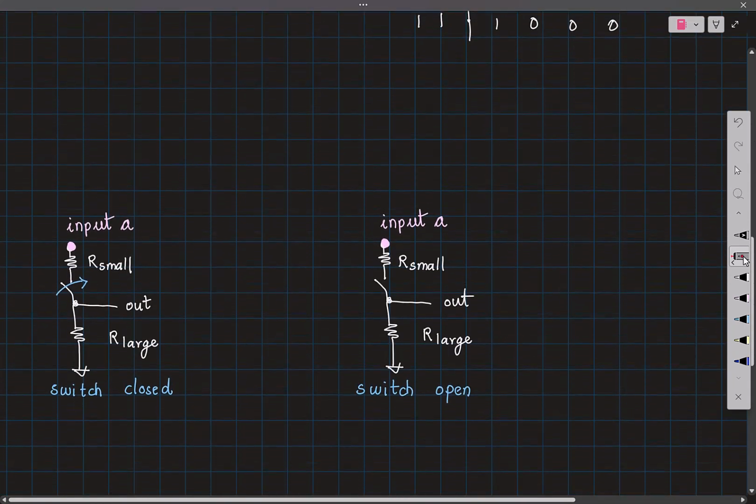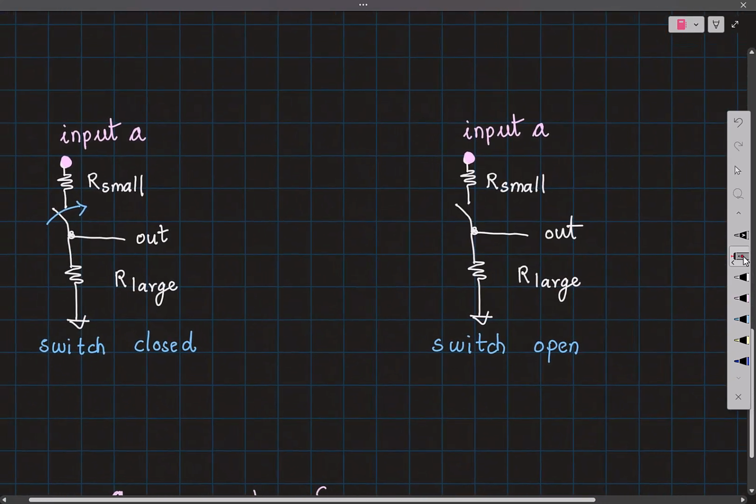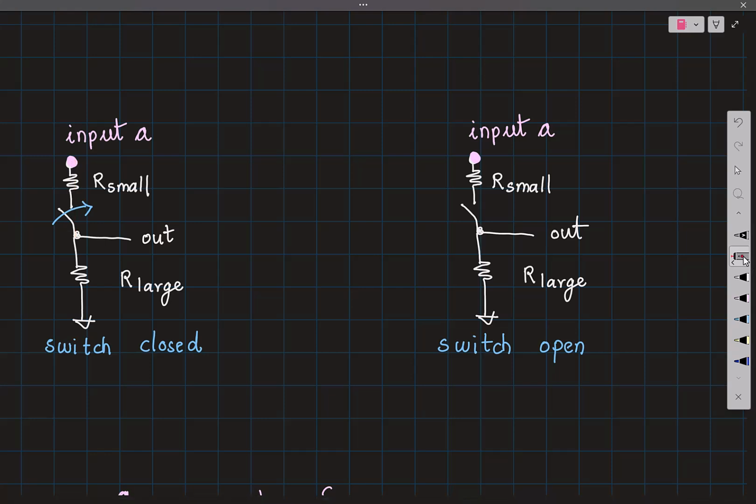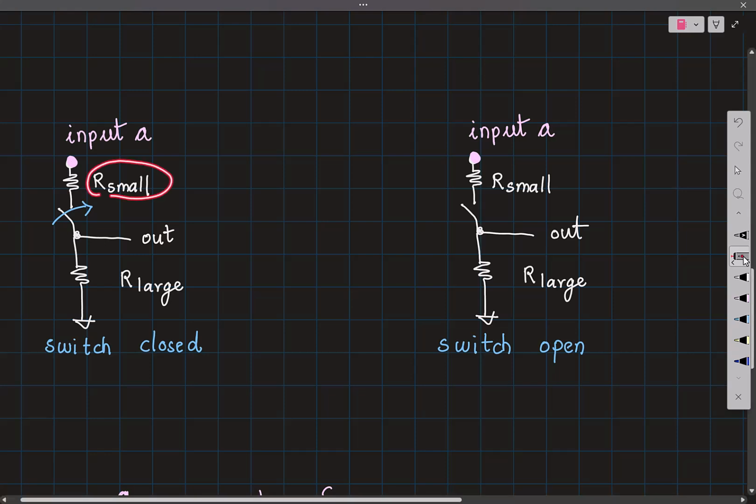To understand this, let me first take a very simple resistor divider circuit. So I have this very large resistor connected between the output and the ground, and then I have a switch that is connected between some input and the output. Now this path can possibly have some small resistance. Ideal case, the resistance is 0, but otherwise it could have some small value of resistance, right? So I have indicated that as R small.